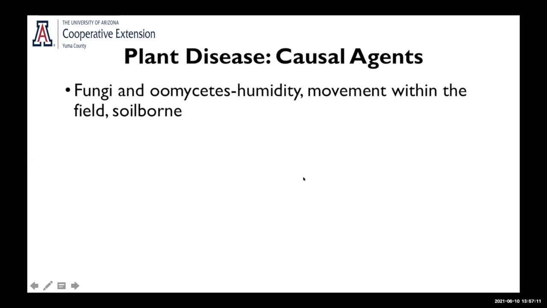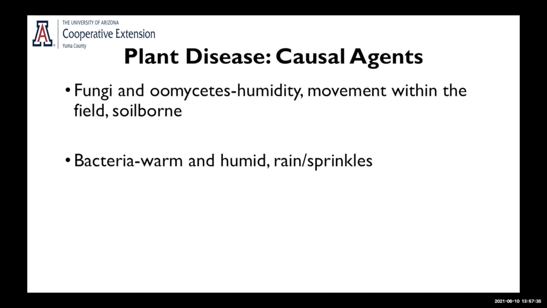So there are different kinds of causal agents. Right here, we're talking about the biotic ones. We have fungi and oomycetes like downy mildew, powdery mildew, fusarium, which most of them in general prefer high humidity, and they move within the field soil, and they're soil-borne. Bacteria, they like warm and humid environment, even though we do not have the humidity.